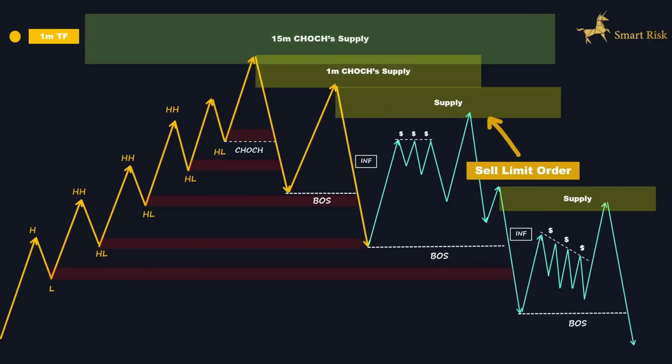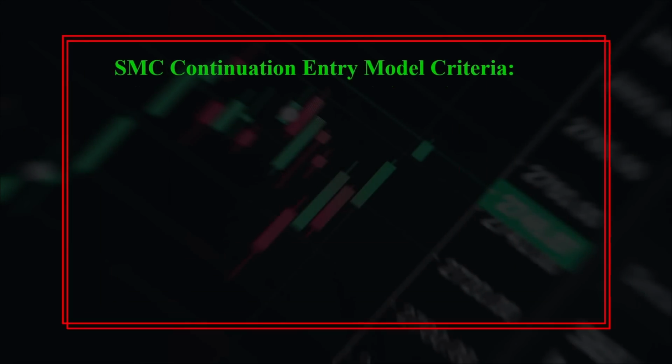This is because we have a very strong confirmation factor if the price sweeps the liquidity zones that form below the supply zone before tapping into it. There are 4 essential criteria that must be considered before executing such continuation trades.